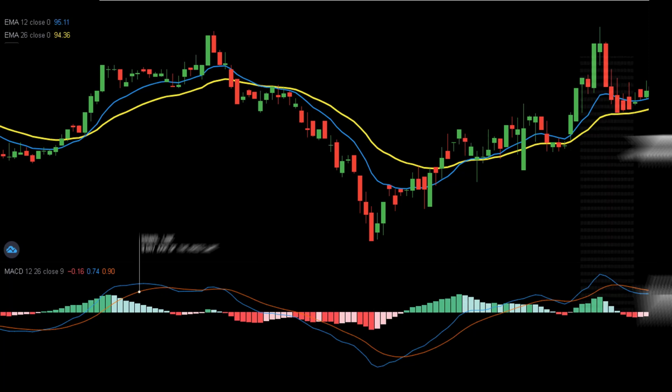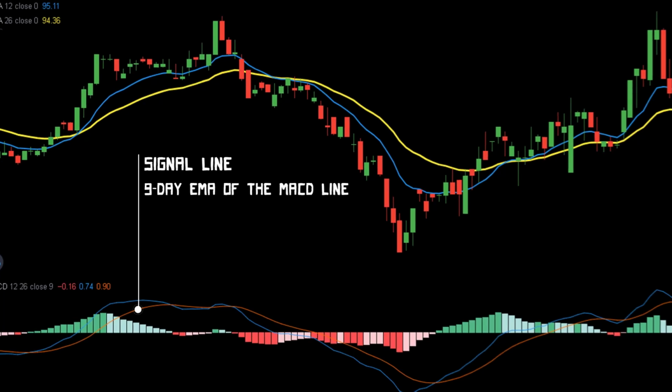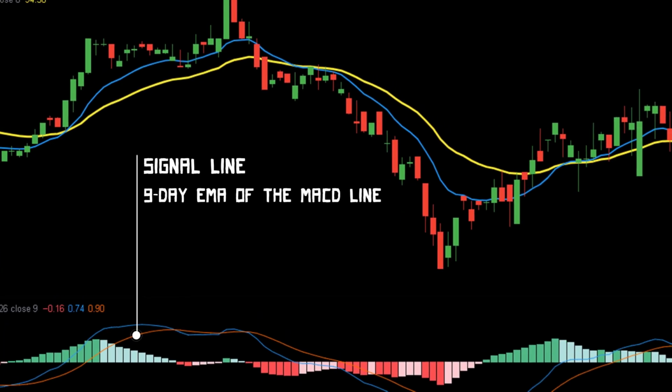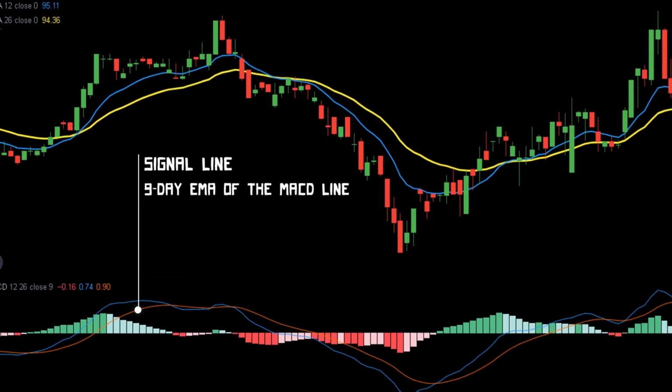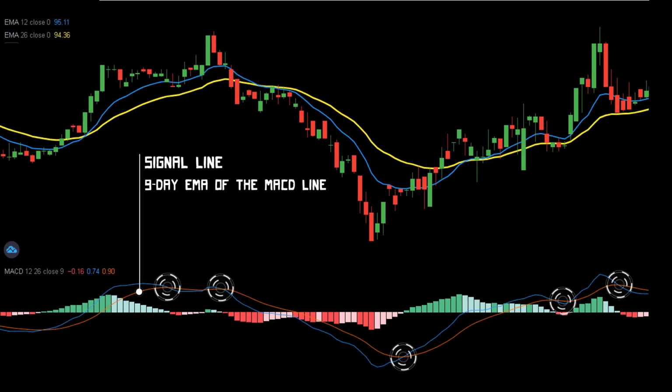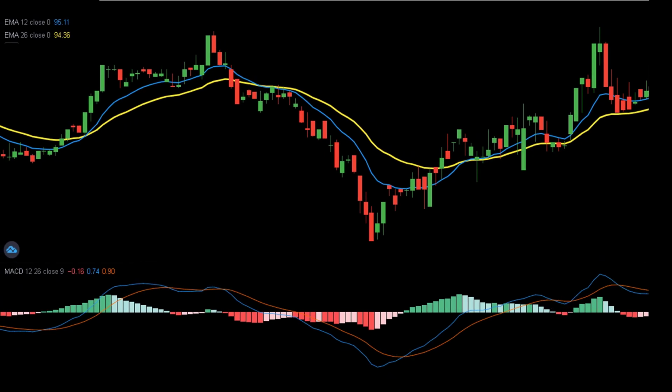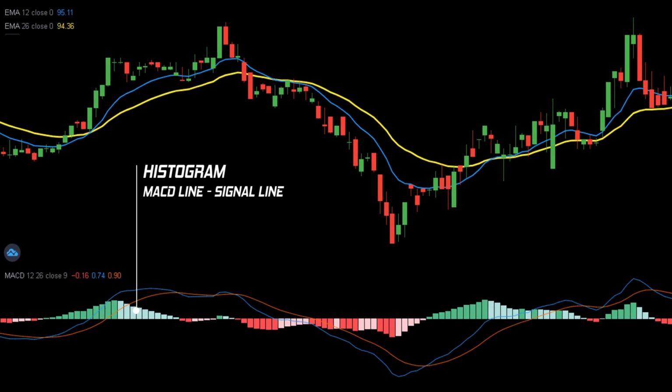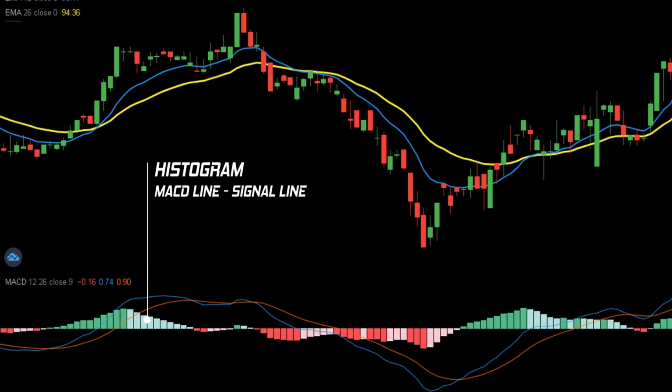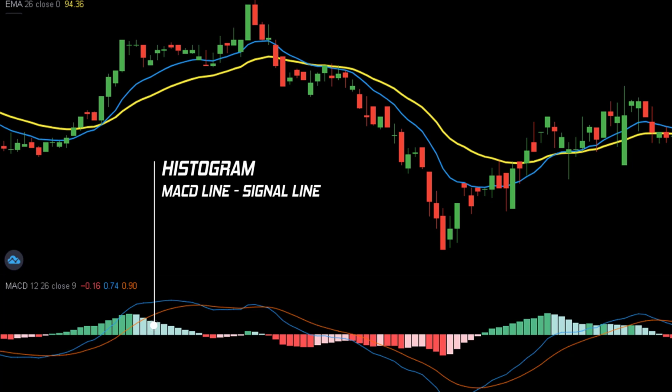Next, we have the signal line. This is the 9-day EMA of the MACD line itself. When the MACD line crosses the signal line, it can be an early sign of a potential trend reversal. And finally, the histogram. The histogram shows the distance between the MACD line and the signal line. This gives us a clearer picture of the trend's momentum.